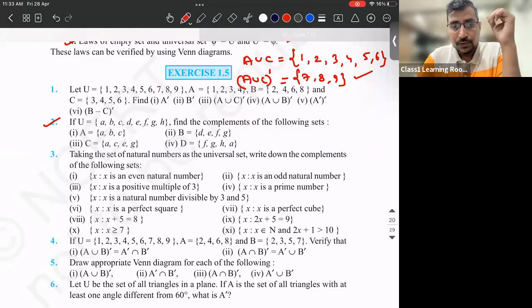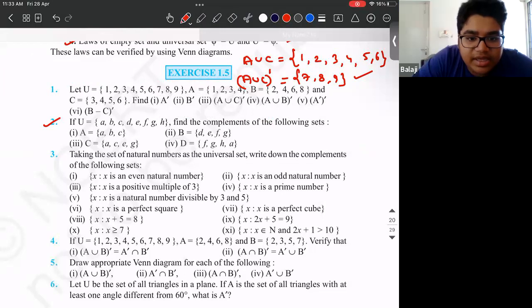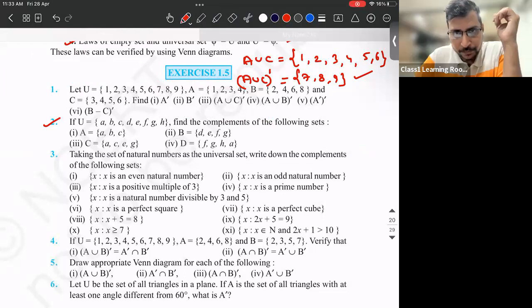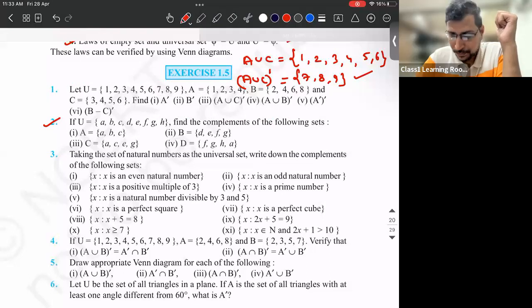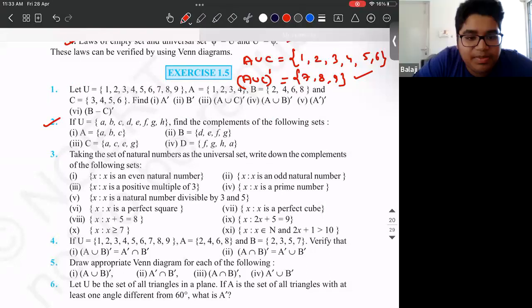So A, B, C, D, F, G, H. Complement of set A is D, E, F, G, H. I'm not writing it. D, F, G, H, correct. Complement of set B is A, B, C. Yeah, only A, B, C. And H. A, B, C, H. Correct. Complement of set C is B, D.